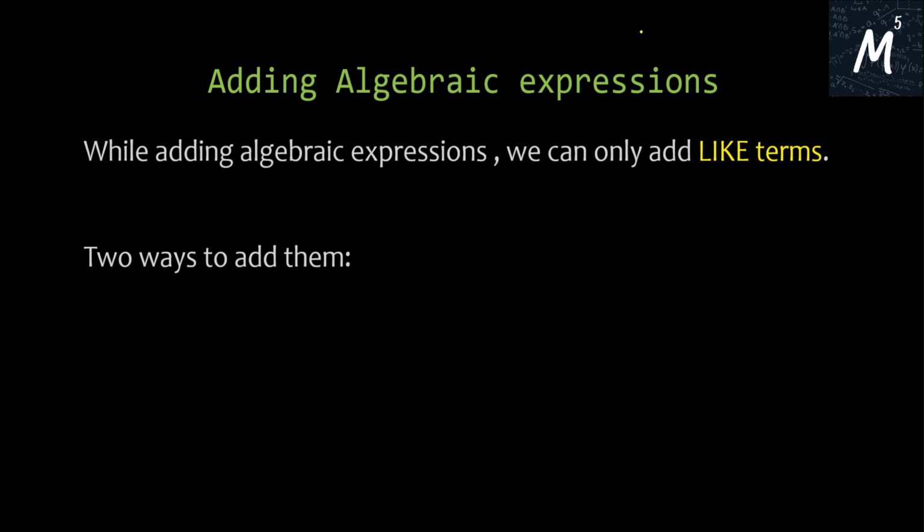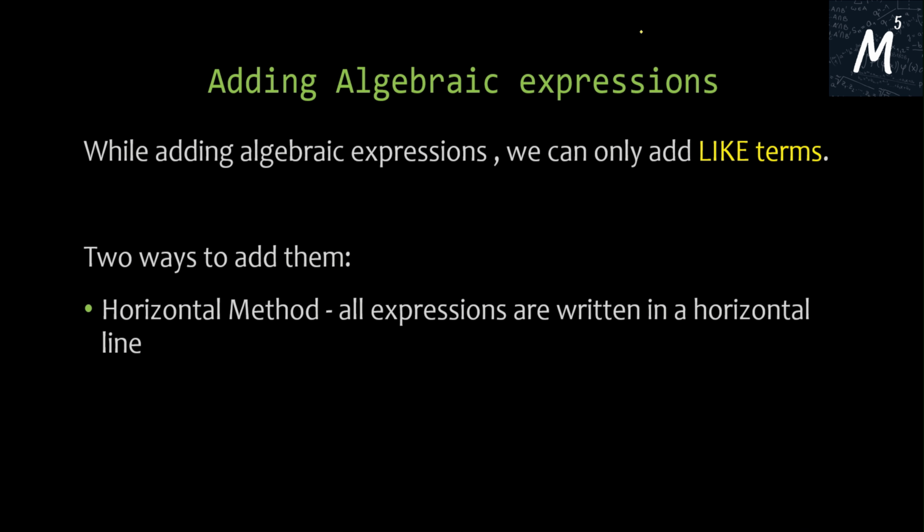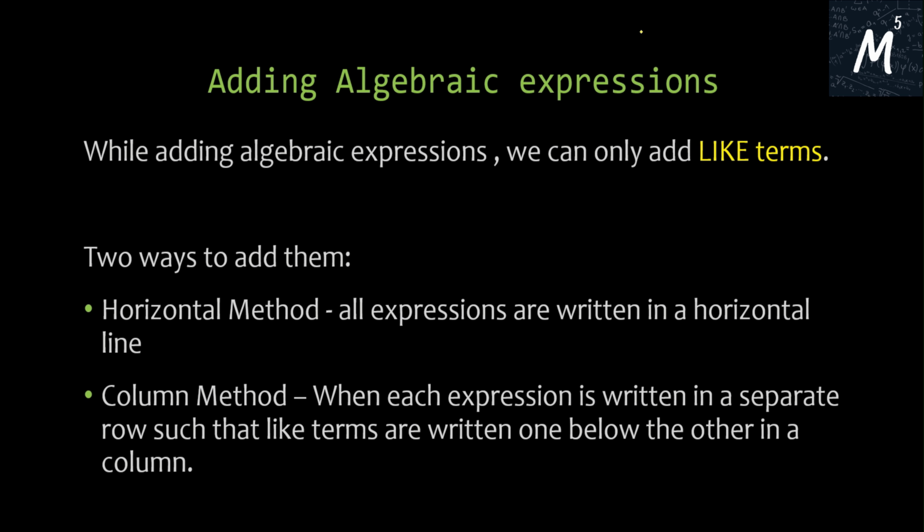There are two ways to add them. The first one is the horizontal method. In the horizontal method, all expressions are written in a horizontal line and then they are simplified according to the like terms. And the column method is the easier one. How do we do it? Each expression is written in a separate row such that like terms are written one below the other in a column, and after rearranging them in this manner, we simplify them.